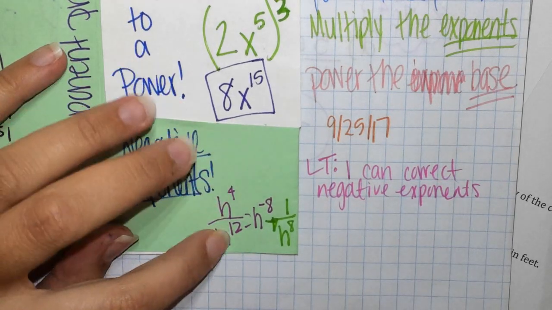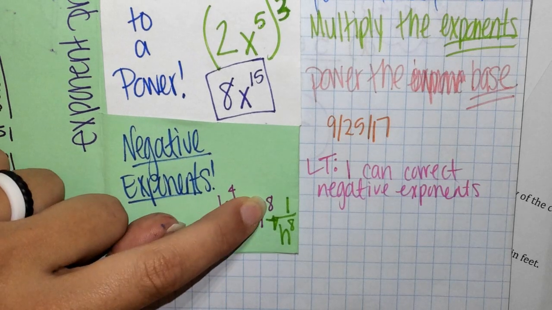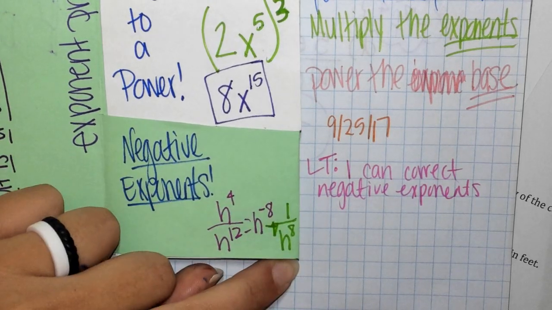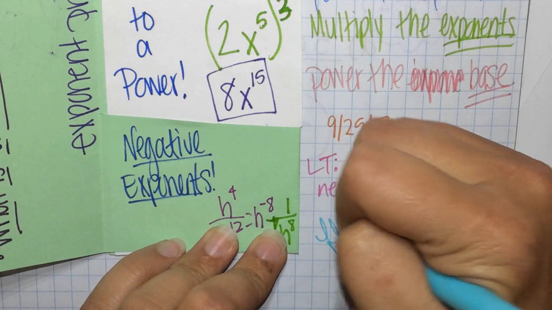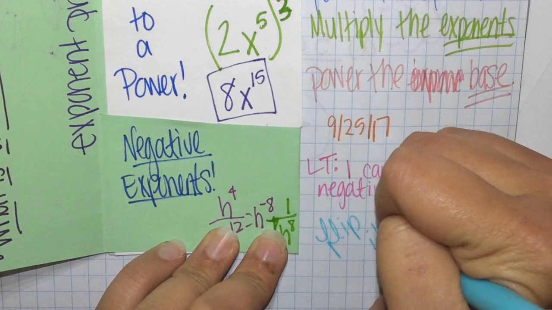4 minus 12 is negative 8. And then I flip my answer. So, if you have a negative exponent, what do you do to the problem? You gotta flip it.